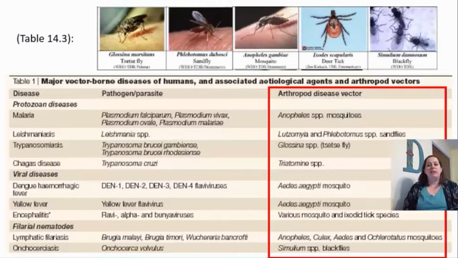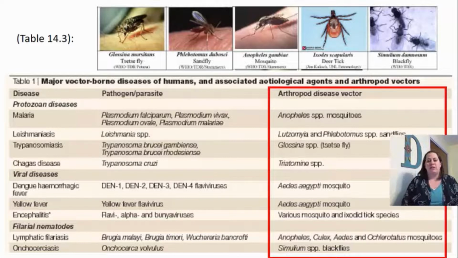So if you look here, this is an example of some arthropod vectors. They list them out over here on the side. They're the arthropod disease vector. It tells you the disease that they cause as well in this chart. So this chart just shows you some of the examples of some potential arthropod vectors who carry different diseases.